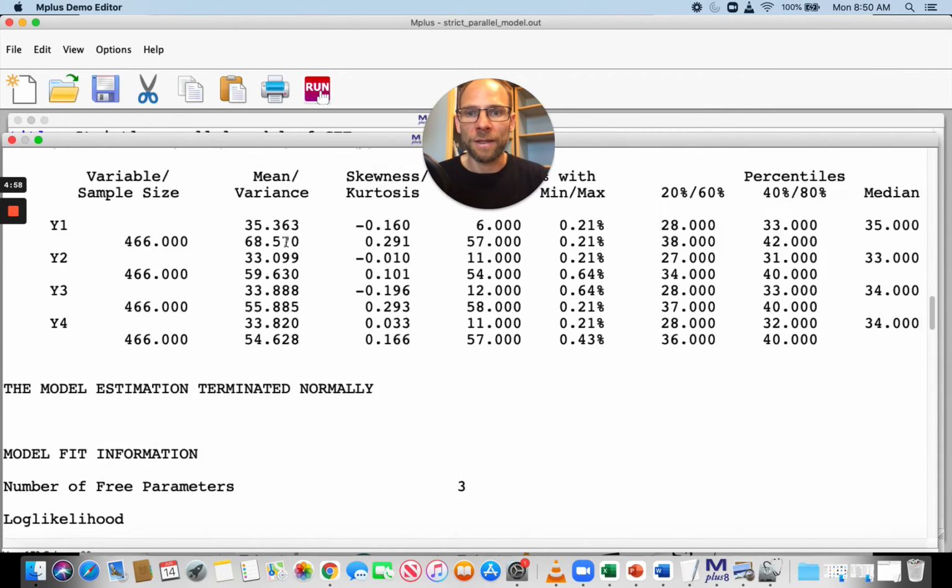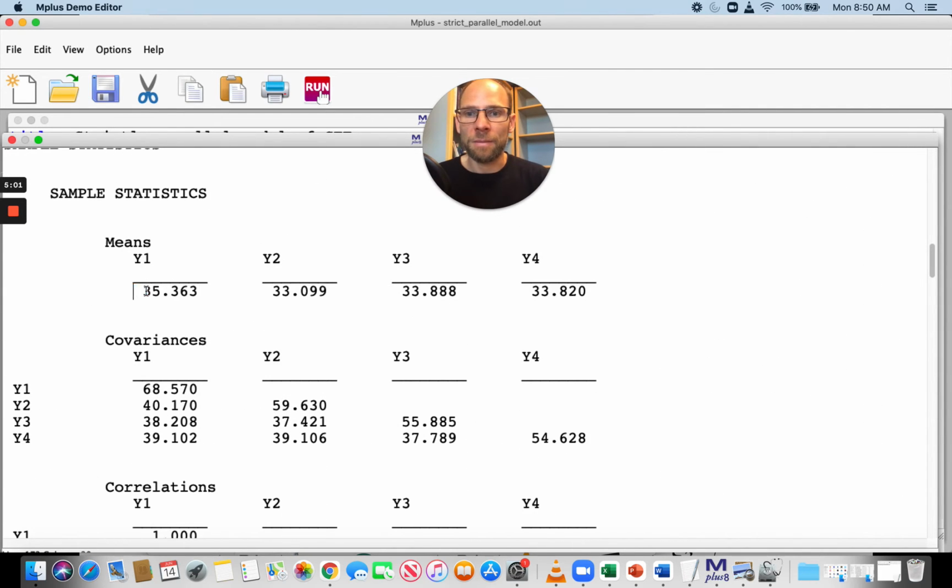We can take a look here at the descriptive statistics, and you can see that the means differed a bit, at least with regard to the first variable. The first variable seemed to be easier. People got more points on average on the first test than they did on the last three, so those means are relatively similar here, but then this one is significantly higher. We can show that. If we tested that for significance, we would find that that mean is significantly higher than the other ones, and that alone is enough to reject the strictly parallel model, because under the strictly parallel model there cannot be any significant differences in the means.